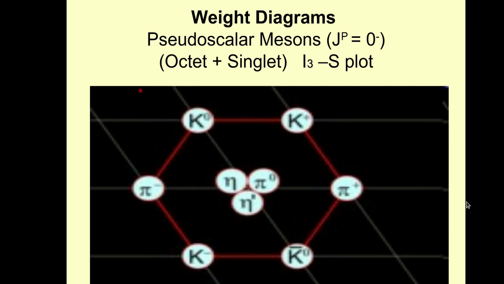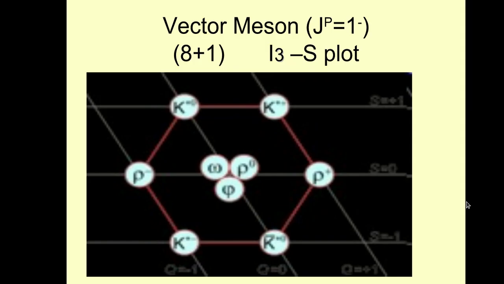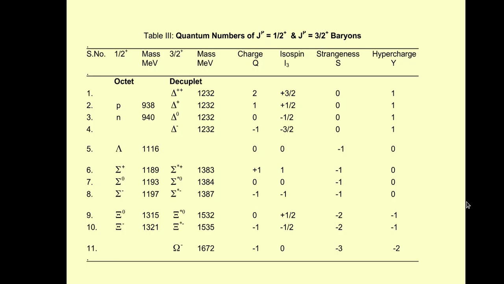So in this way, these particular diagrams which reveal the octet are known as weight diagrams. In this way, we have a similar diagram for vector mesons. The list of the particles I have given before. One can take it as homework to draw.